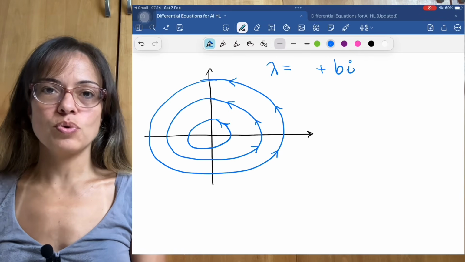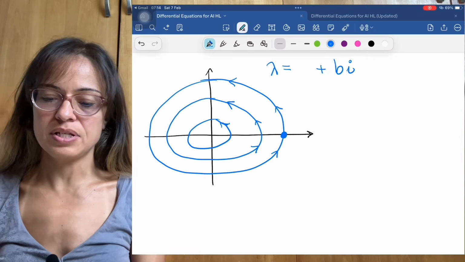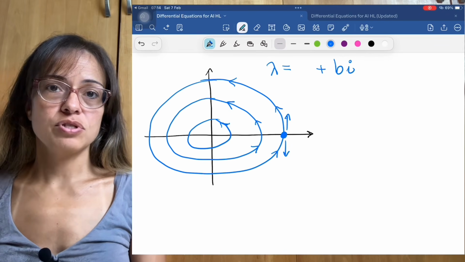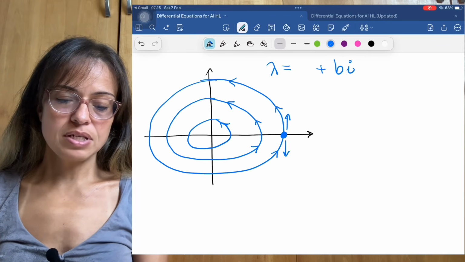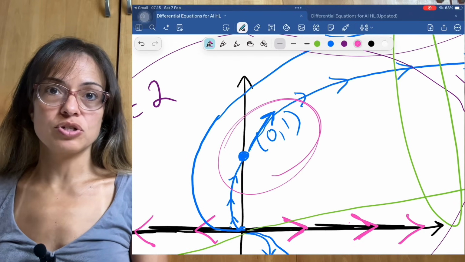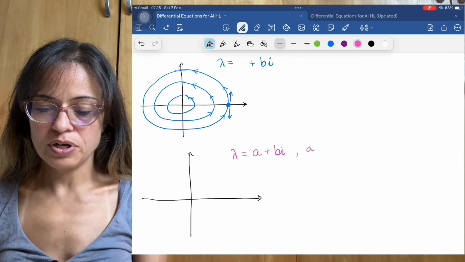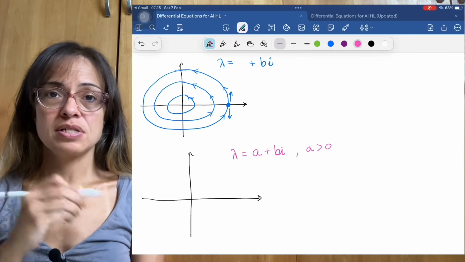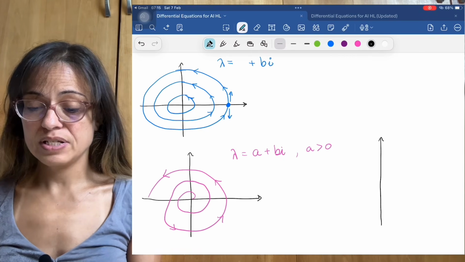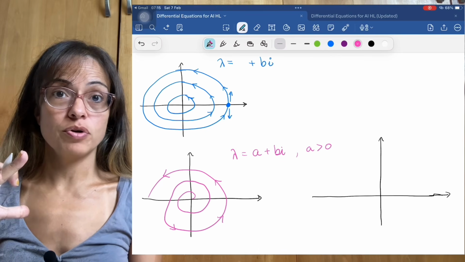And the easiest way to decide which one it is is to just calculate at one specific point and see if at that point you're going up or down. Everything else needs to be following the same pattern. This is similar to what we did here to figure out the direction of this trajectory. Now, if the complex number has a real part and this real part is positive, then instead of just circling around and around, it's going to sort of spiral out, which makes sense, right? Because a positive eigenvalue wants to make things move away from the origin.